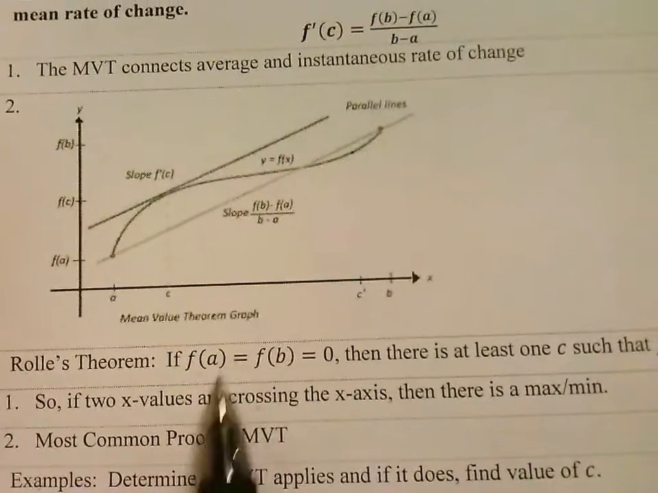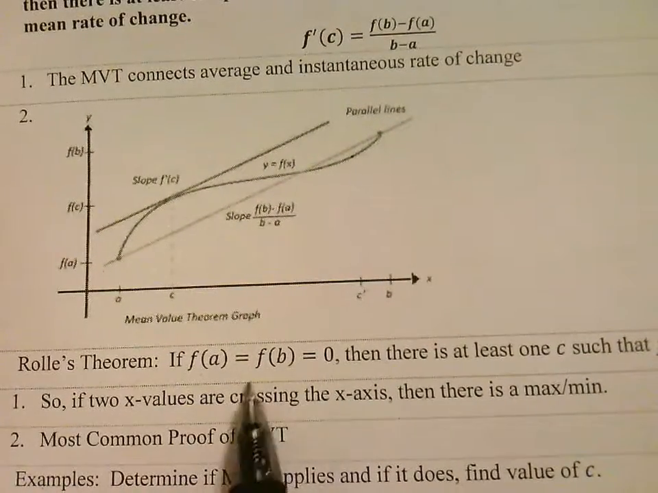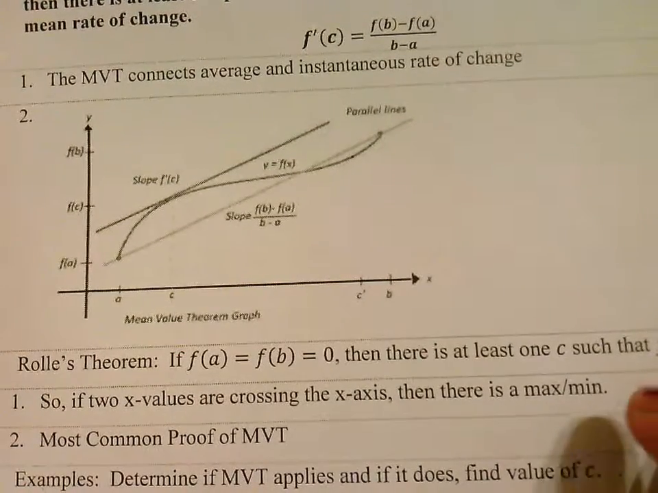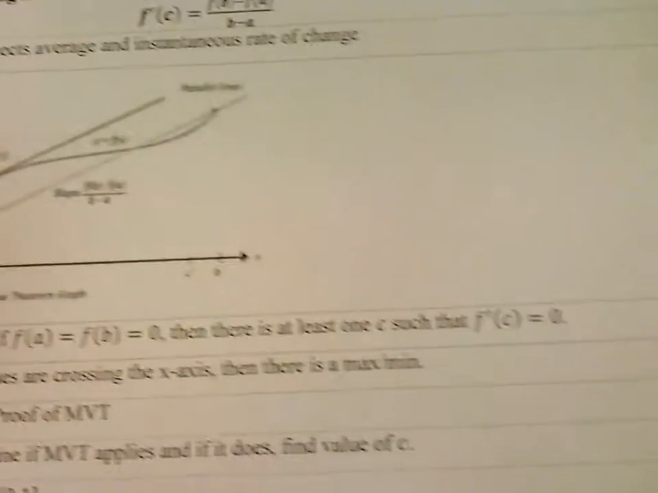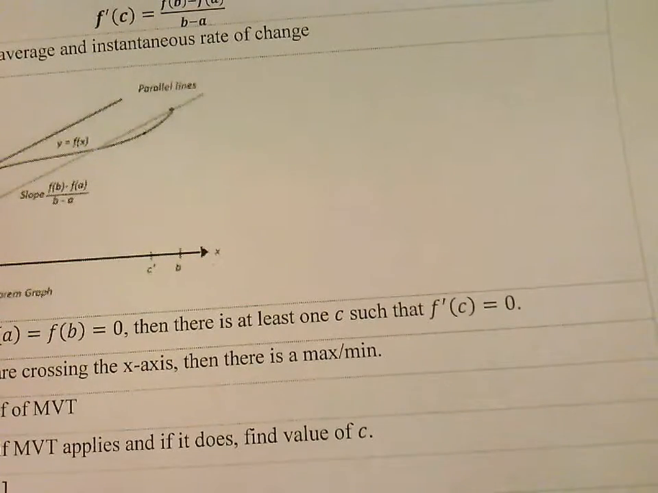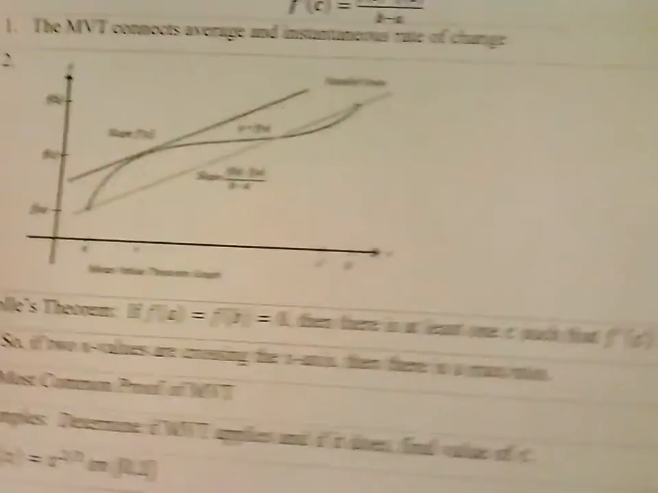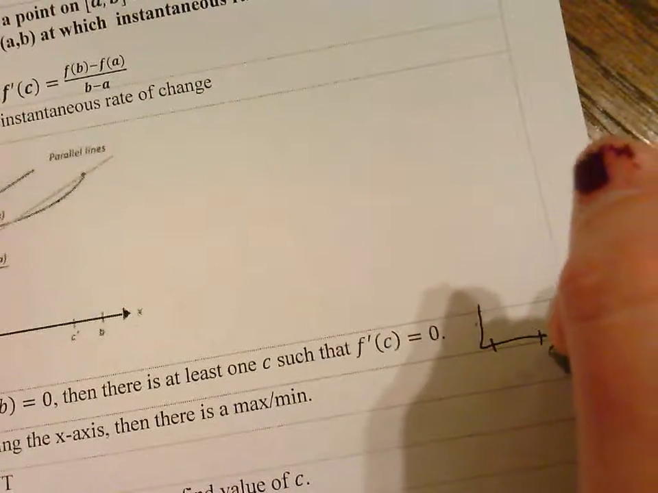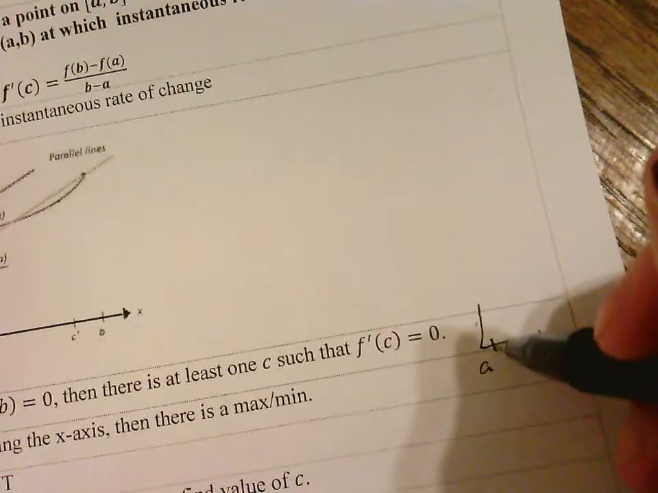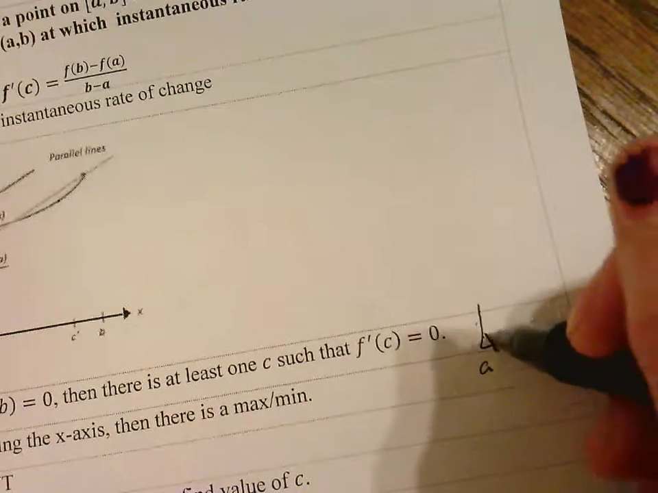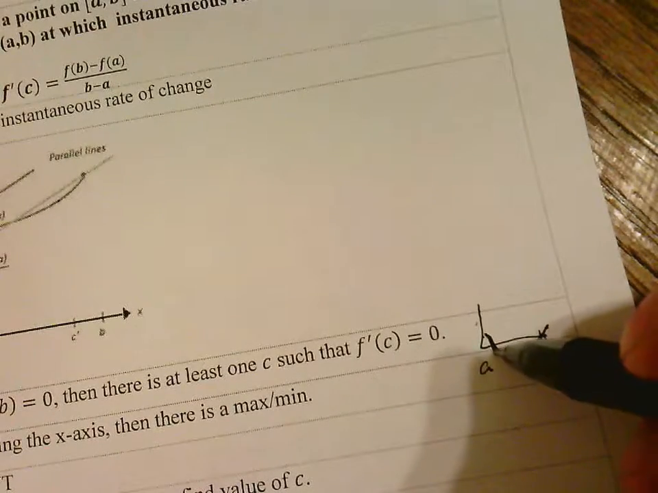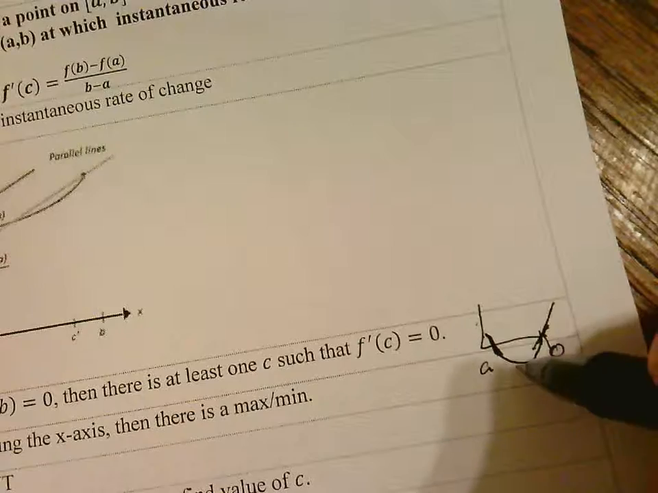What he said is, if f of a equals f of b equals 0, which means they're crossing the x-axis there, then there is at least one c such that f prime of c equals 0, which makes sense. If you have an a here and a b here, one's crossing here, one's crossing here, they've got to turn around sometime, so he's saying there's going to be a max or min there, and there is, there's a min there.